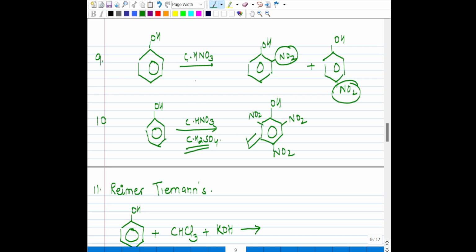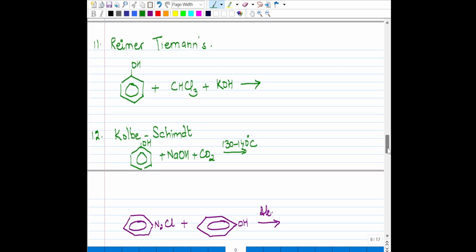So remember, if there is only concentrated nitric acid, you get ortho and para nitrophenol, and if there is concentrated sulfuric acid, then the reaction goes further, there is further substitution and you get 2,4,6 trinitrophenol. Now we take up the Reimer-Tiemann reaction, the important name reaction. Now in this reaction what is formed? Salicylaldehyde is formed. Okay, so let's see the reaction.